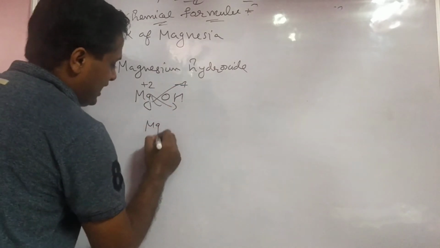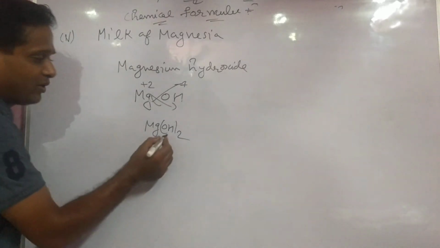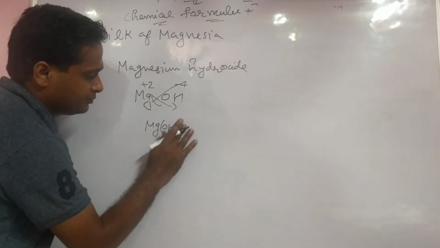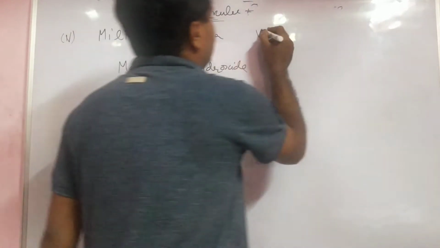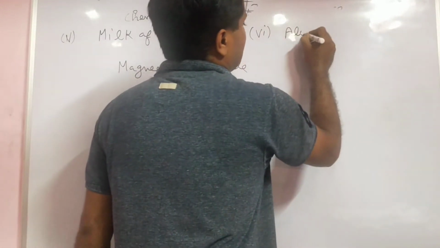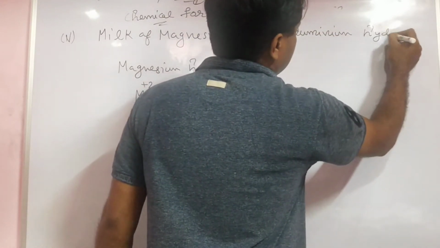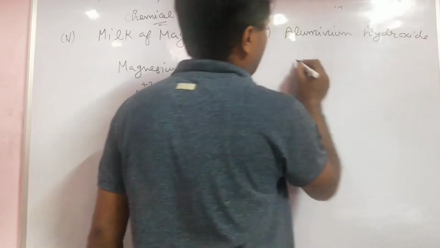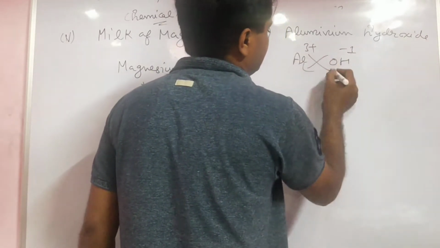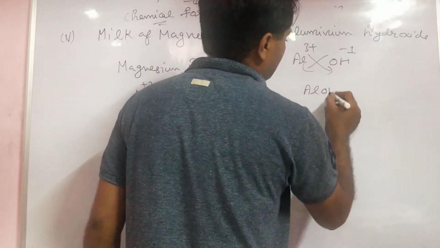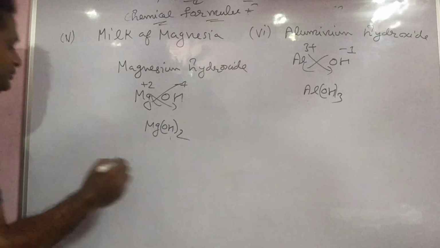That becomes Mg(OH)2. Here you write the OH twice, not H2. If 3 comes, thrice. For example, see aluminium hydroxide. Aluminium is 3 positive, OH is 1 negative. Al(OH)3. Yes, next.